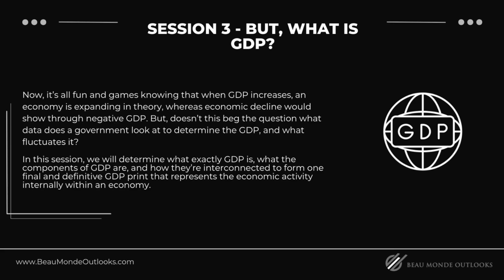It's all fun and games knowing that when GDP increases, an economy is expanding in theory, whereas economic decline would show through negative GDP. But doesn't this beg the question: what data does a government look at to determine the GDP, and what fluctuates it? In this session, we will determine what exactly GDP is, what the components of GDP are, and how they're interconnected to form one final and definitive GDP print that represents the economic activity internally within an economy.